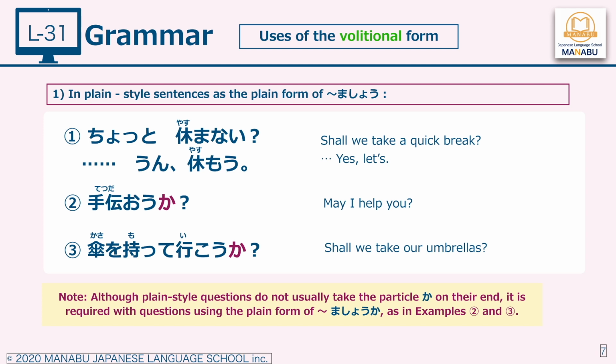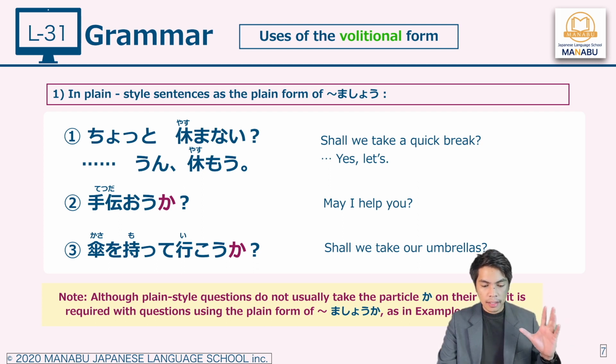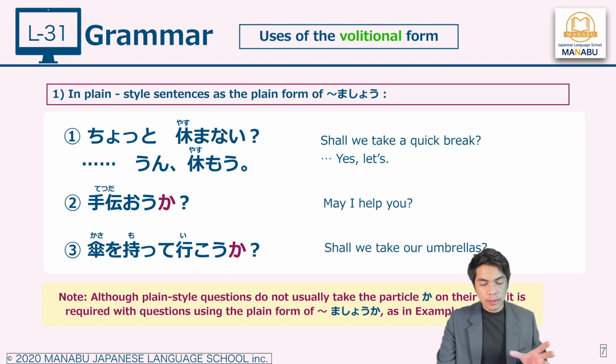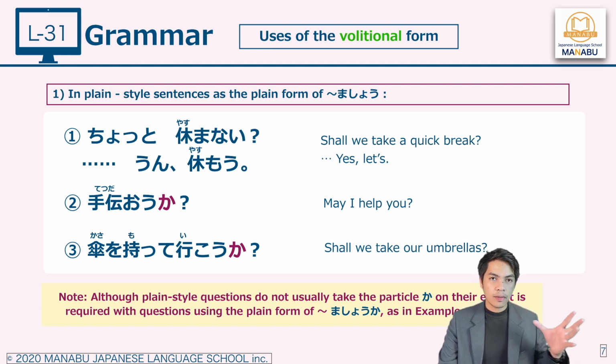Although plain style questions do not usually take the particle ka on their end, it is required with questions using the plain form of mashou ka. So just like tetsudaou ka and ikou ka, as in examples 2 and 3. So remember, don't use ka for plain style questions, just like number 1, yasumanai, just raise the intonation. But for the volitional form or the plain style of mashou ka, you can add ka, just like number 2, tetsudaou ka, and number 3, motte ikou ka.